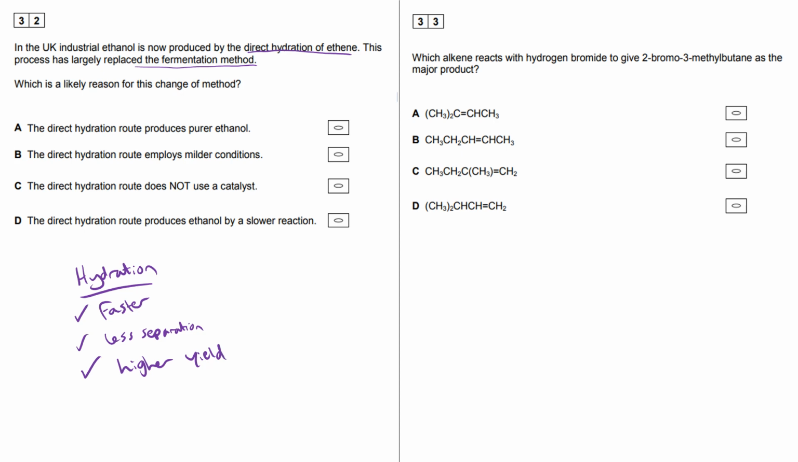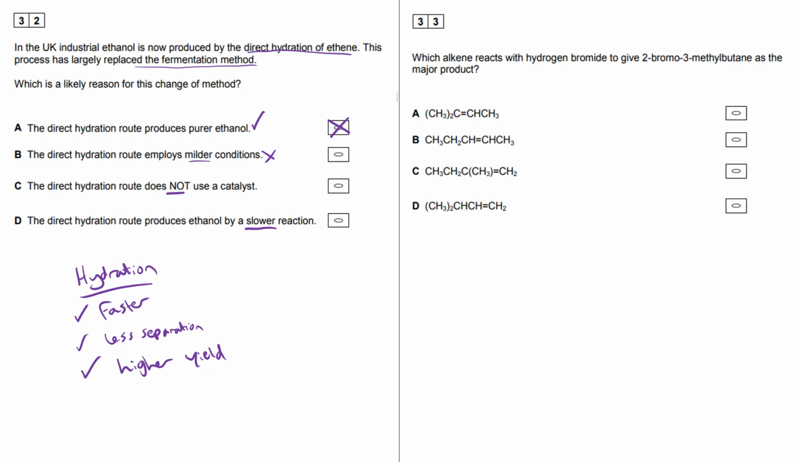So which is a likely reason for the change? It does indeed produce pure ethanol. That's the only product in the reaction. The direct hydration route does not employ milder conditions. You need a very high temperature, very high pressure, and a phosphoric acid catalyst, so it's not milder conditions. I've just mentioned it does use a catalyst, so C is incorrect. And it is a much quicker reaction than fermentation. Fermentation takes days, the hydration reaction will take seconds, so A is correct here.